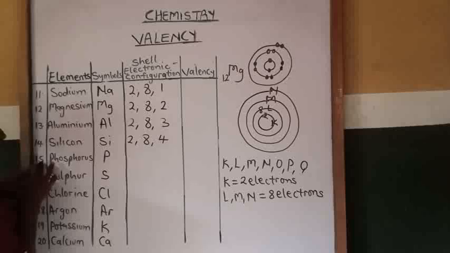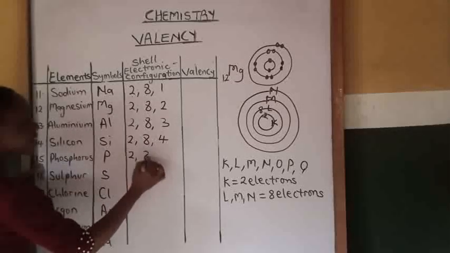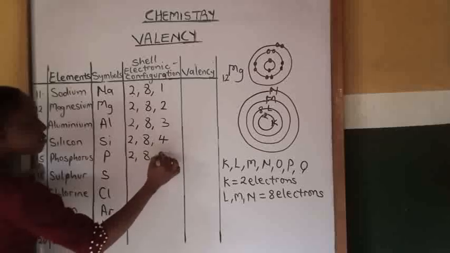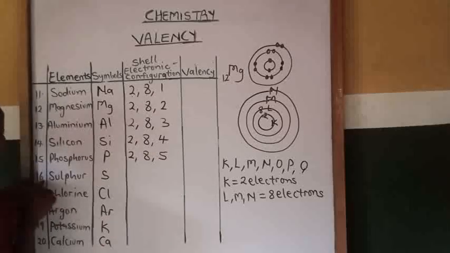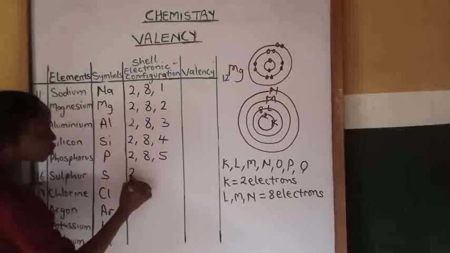So 15. The first shell will take 2. Then the second shell will take 8. Then the third will take 5. Followed by number 16, that is sulfur. The first shell will take 2.